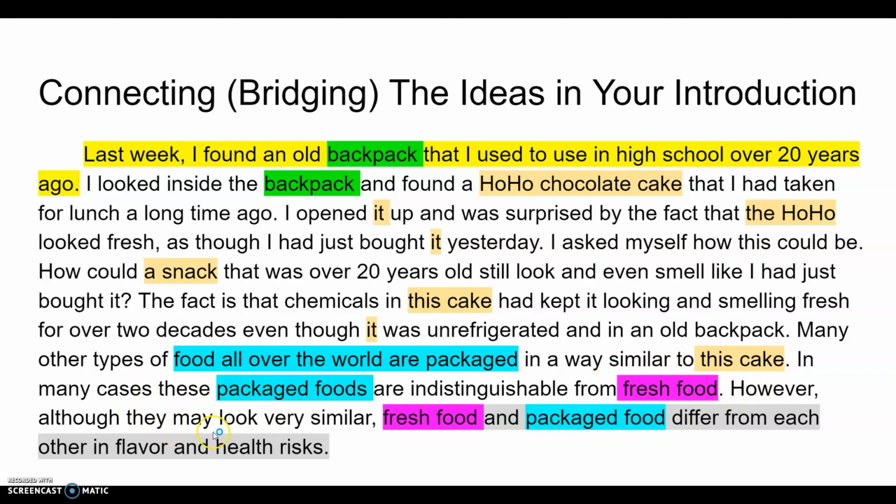However, although they may look very similar, fresh food and packaged food differ from each other in flavor and health risks. So the ideas are connected throughout the entire introduction paragraph by either words or phrases or even pronouns like it. And that's just one way that you can put together an introduction paragraph.